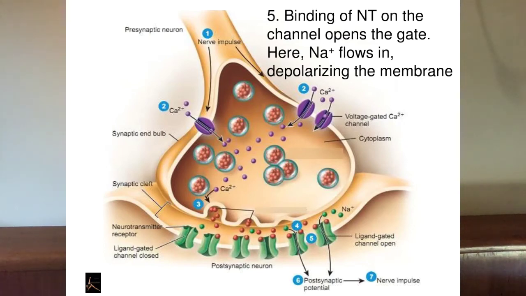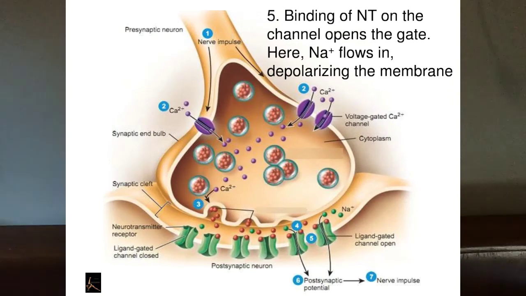Into the postsynaptic cell, and that causes depolarization. And remember, with a graded potential, it's causing a graded potential inside, because this is at the dendrite or the cell body. And so it's only depolarizing that small localized area of the cell. Okay, so we just got a synaptic response there.